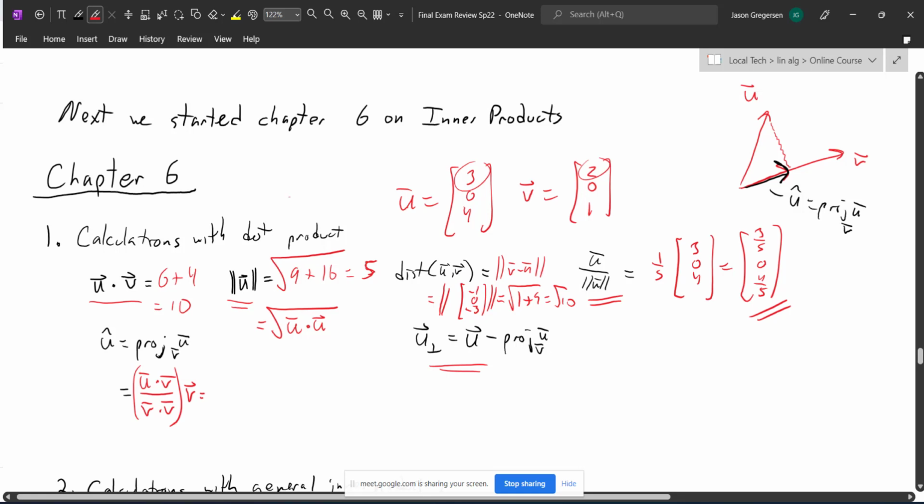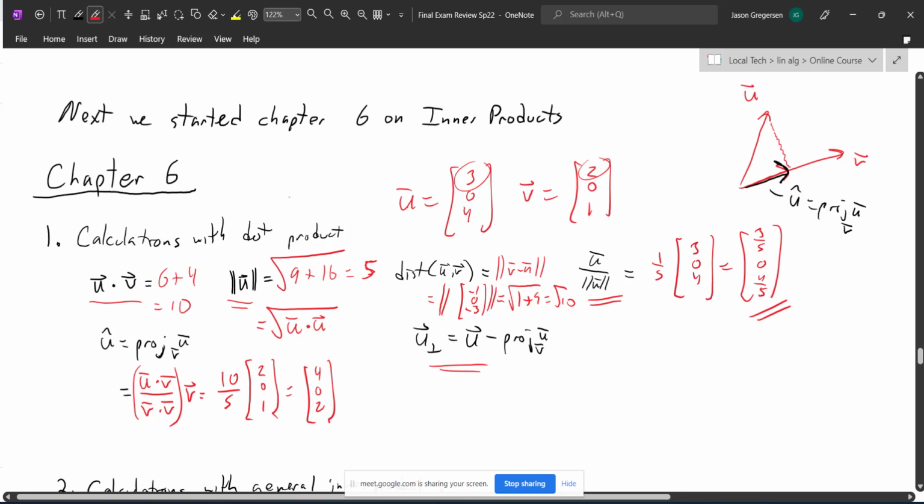Now we chug out the calculation. We've already calculated u dot v to be 10. v dot v will be 4 plus 1, which is 5, and times the vector v. So in this case, the projection vector is 4, 0, 2.